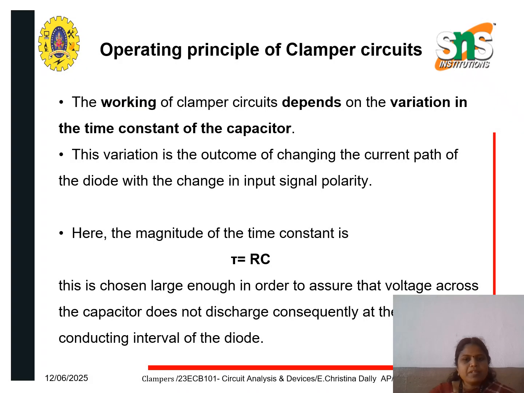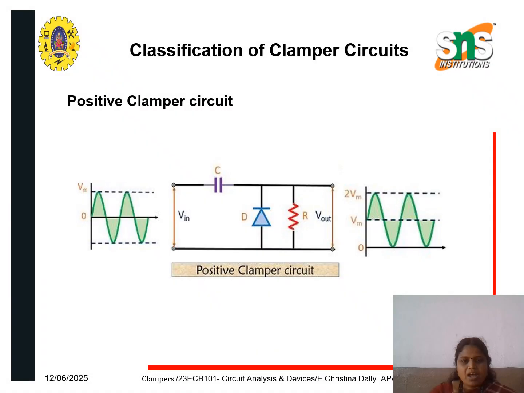So what is the operating principle of the clamper circuit? It depends upon the variation in the time constant as well as the capacitor variations. The variations are the outcome of changing the path with the diode. The time constant is tau equal to RC, and it is chosen so that the capacitor does not discharge consequently. So this is the positive clamper circuit.